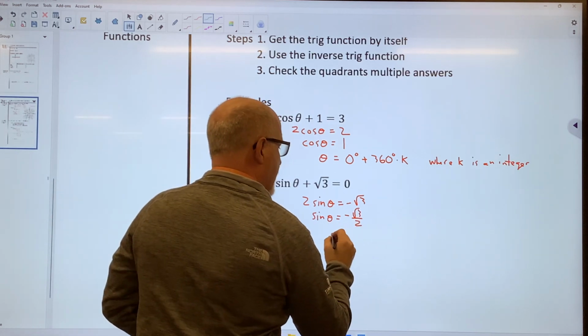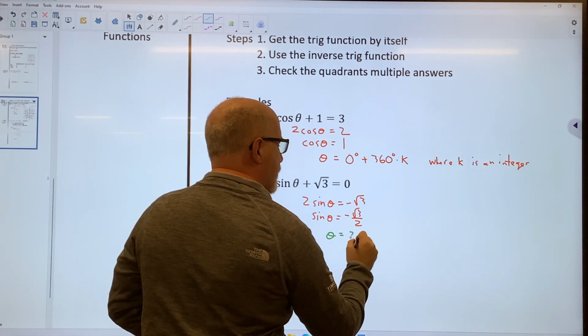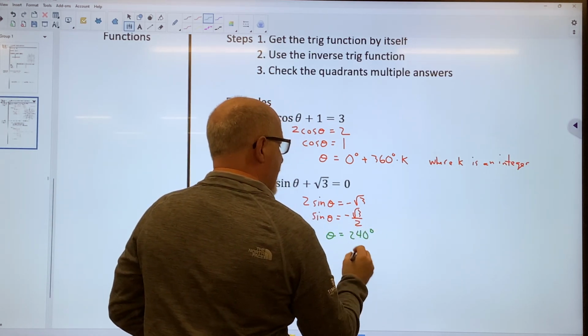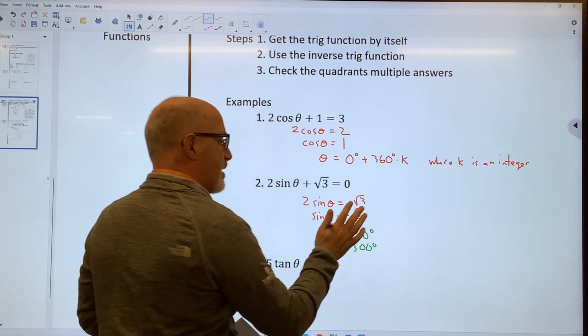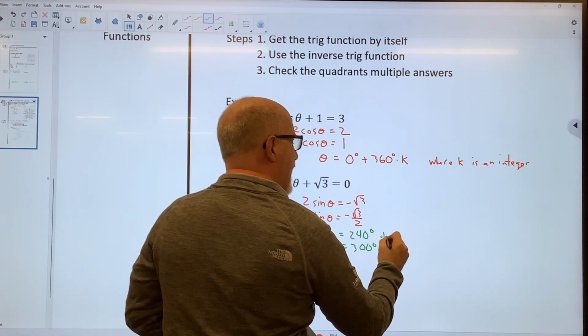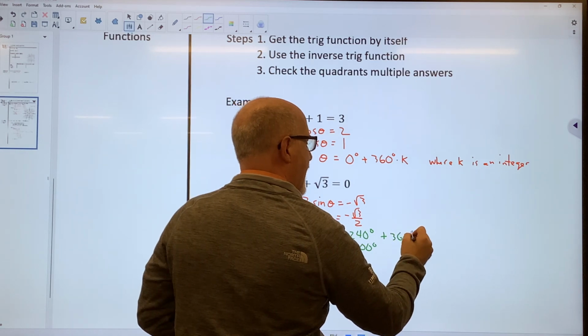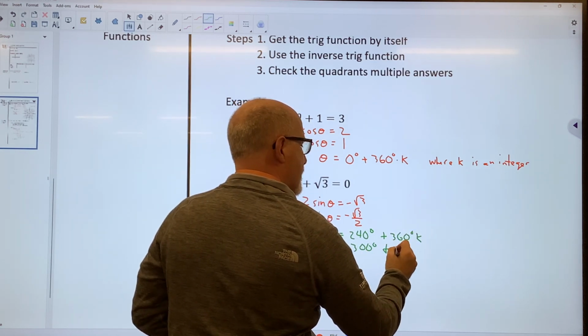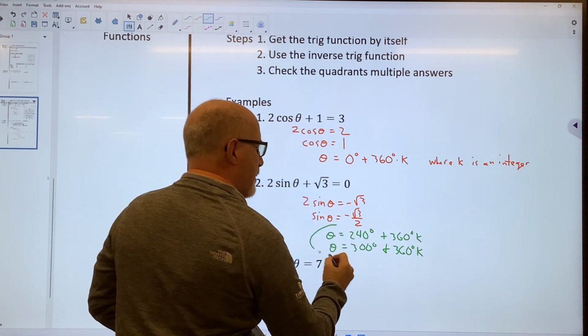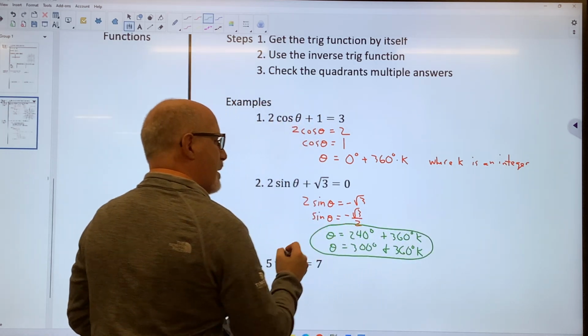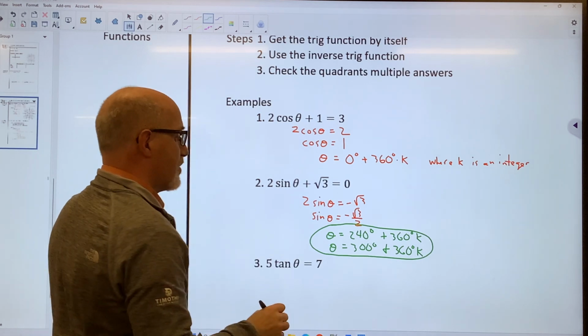And so when I list my answers, 240, and I also list 300, now I've got to go ahead, because I haven't restricted it, and add 360k onto each one of these. So this would be my answer when I'm dealing with the negatives for sine.